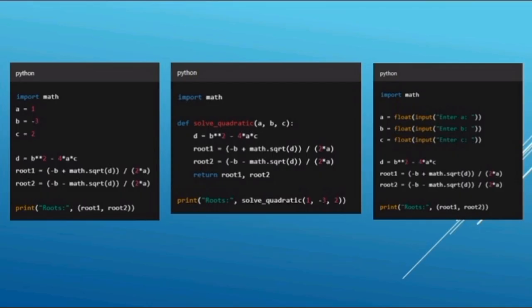So all these three approaches solve the quadratic equation using the quadratic formula. The first directly uses the formula with fixed values, while the second wraps it into a function for reusability, and the third allows user input, making it interactive. Each method computes the discriminant b square minus 4ac to determine the roots, and then uses the math sqrt function to find the square root. These approaches are practical in different scenarios depending on the need for flexibility or user interaction.